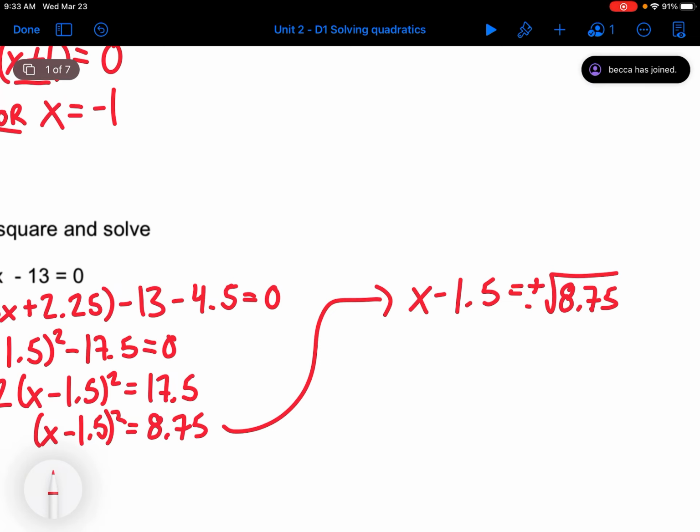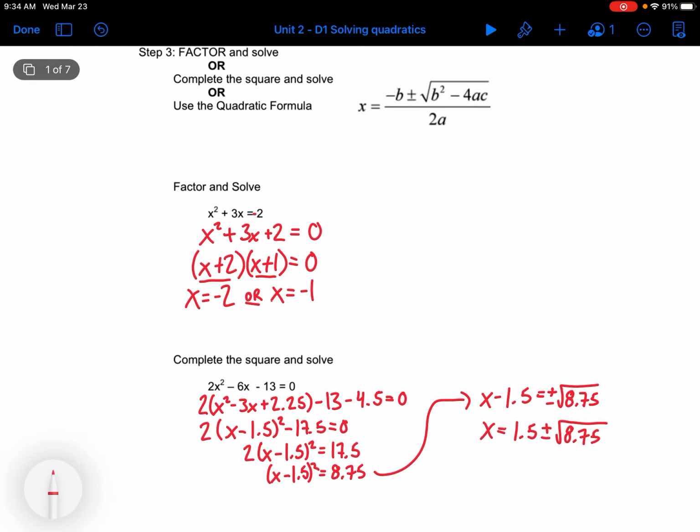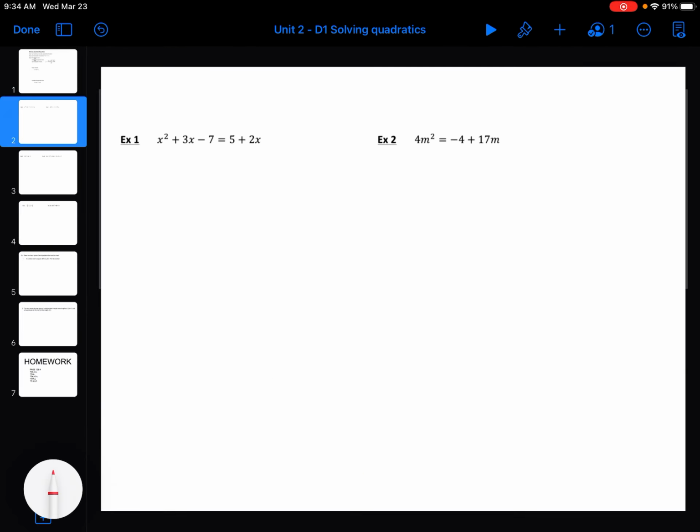So when we look at that, we're going to actually have a plus or a minus. So then we're going to have x equals 1.5 plus or minus the square root of 8.75. Okay, so when we're running through that, that would be our final answer. We would have x equals 1.5 plus the square root of 8.75 and x equals 1.5 minus the square root of 8.75. And that's how we would solve by completing the square.